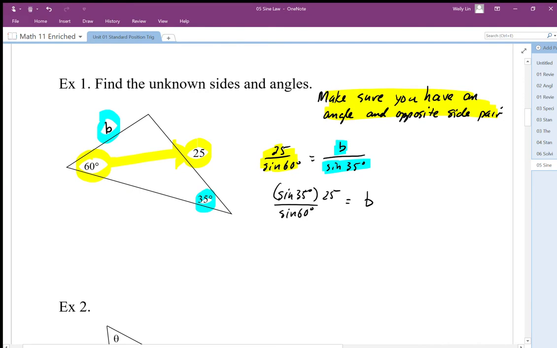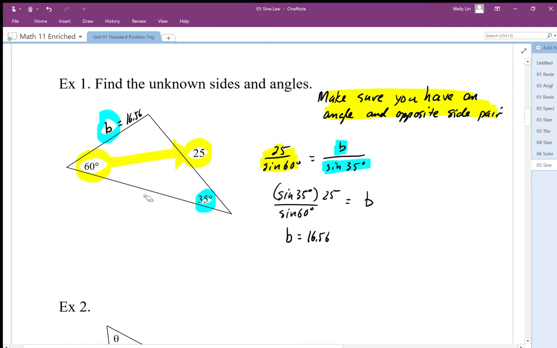So here we're going to do sine 35 divided by sine 60 times 25, and we get the length of B. So we get 16.56. So the length of side B is equal to 16.56. Just going to write it in there. So we've got two sides, two angles.